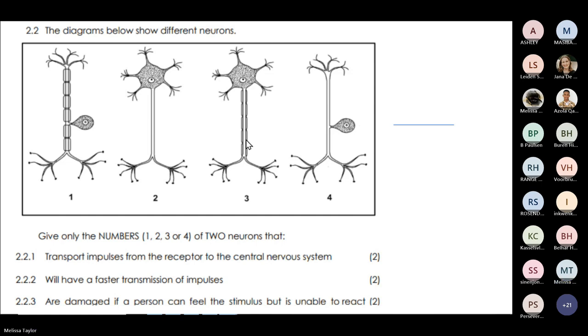Right. So neurons that transport impulses from the receptor to the central nervous system. Right. So the neurons that go from the receptor towards the central nervous system are your sensory neurons. So that would be number one and number four.